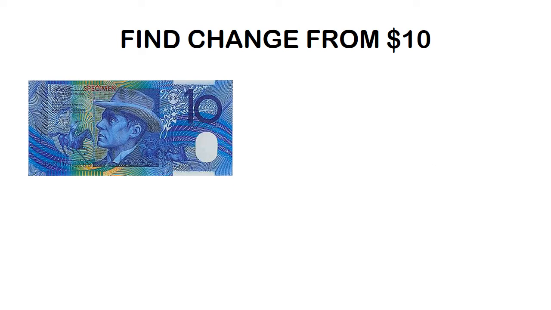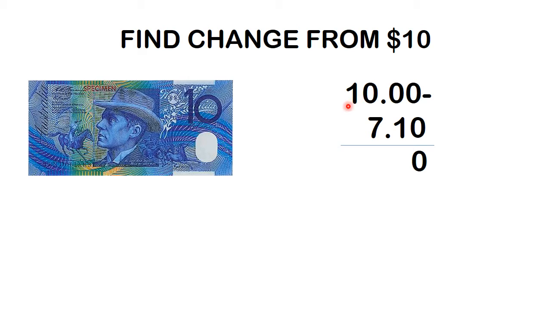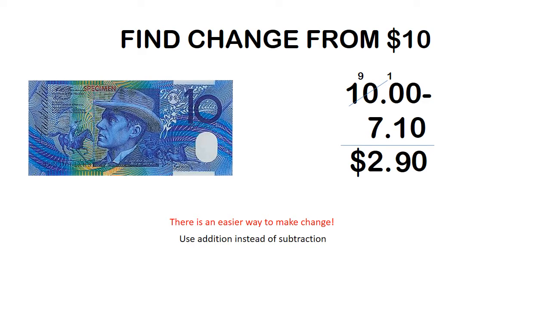Find the change from $10. So this is a subtraction. So we set up $10, take away $7.10. Working again from the right hand side, 0 take 0 is 0. Well, I can't do 0 take 1, so I'm going to have to borrow a unit from here. So I cross out the 10 and put a 9, and then there's my borrowed unit there. So 10 take away 1 is 9, and 9 take 7 is 2.